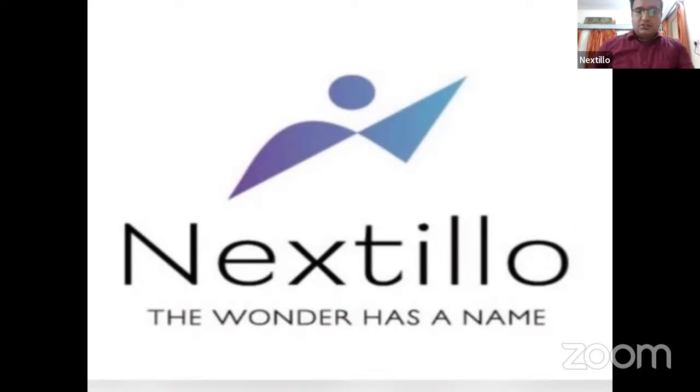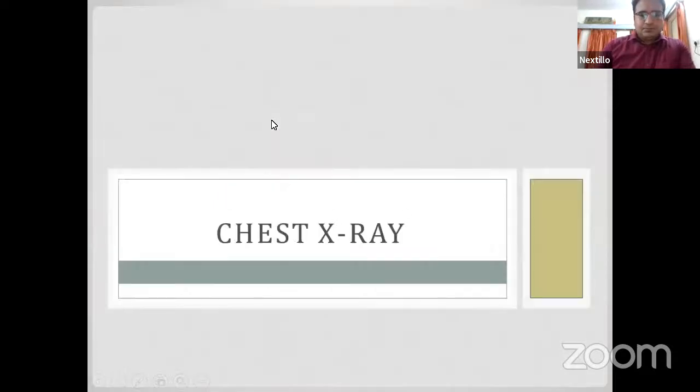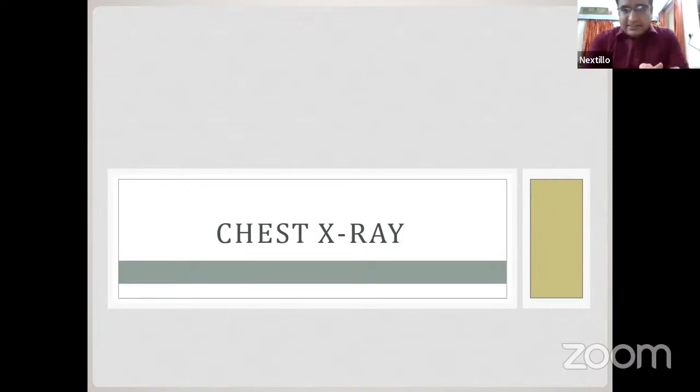So today our topic is chest X-ray. How are we going to approach a chest X-ray? Chest X-ray is one of the most common modalities of X-ray that we see. So our approach will be, first we will see a normal thing, because it's a well-known thing. Unless you are able to see a normal thing, you will not be able to differentiate that this thing is abnormal.